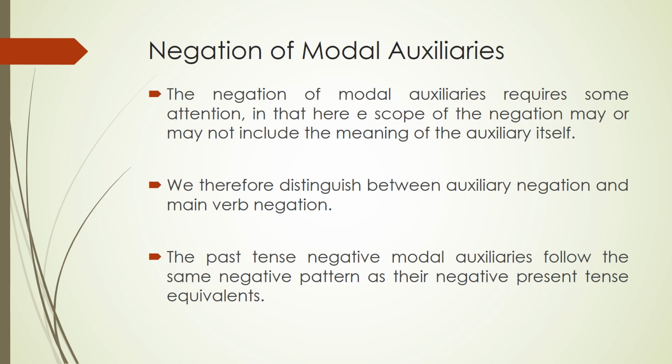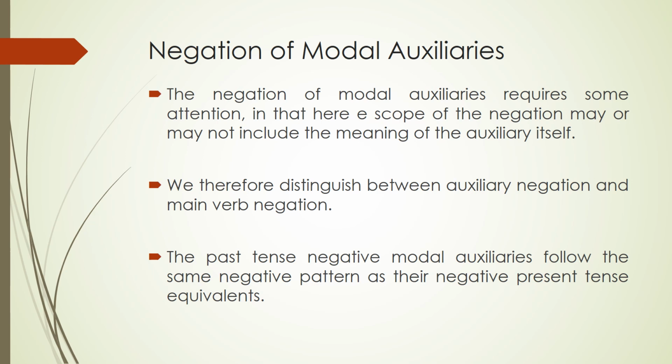Okay, now you know that we have different forms for the modal auxiliaries, and these modal auxiliaries can be either in their present or past forms, or past tense. So when we explain the modal auxiliaries, we are going to show you that they can appear in both present and past tense. What about the negative meaning for these two tenses? You are going to see that they are similar. The past tense negative modal auxiliaries follow the same negative pattern as their negative present tense equivalents.